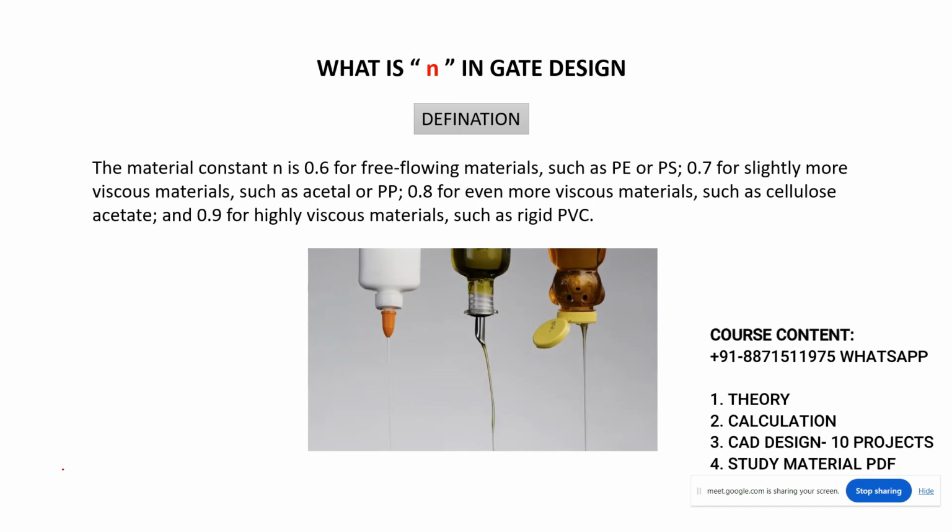It is nothing but the free flowing capacity of the material, right? If the material is in melted condition, in how much diameter hole can it flow? So this is the free flowing material capacity. Understood? That's why this is the standard value, as I told you. The n value for PS is 0.6, PP is 0.7, and for PVC 0.9, right? Understood?